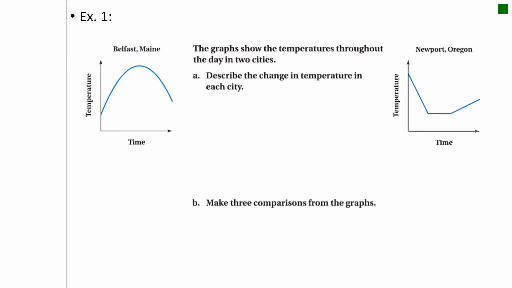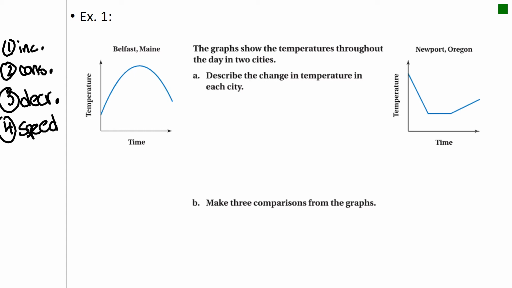Our first example is the temperatures in two different cities, and we're going to describe the temperature in each city. Remember, one, we're going to talk about when it's increasing. Two, when it's consistent. Sorry, running out of room, so I'm abbreviating. Three, when it's decreasing. Four, the speed of all three of those. And five, we're always going to be including units.